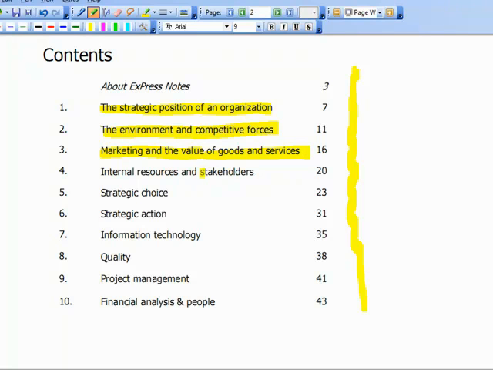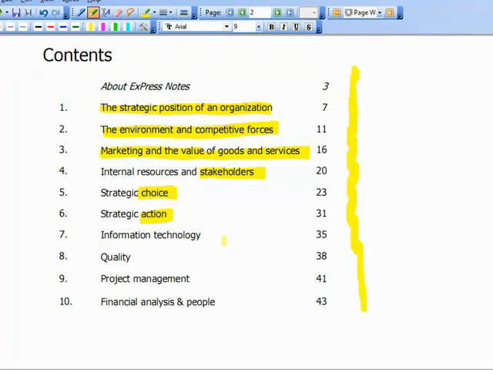So for the first time we're introduced to an important concept of stakeholders. Stakeholders are people that have an interest in the business. But we'll go through this in more detail later on. We then identify what strategic choices are available to an organisation. Next, what action can they take?